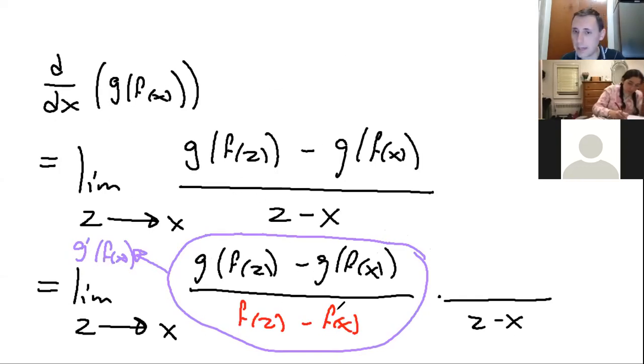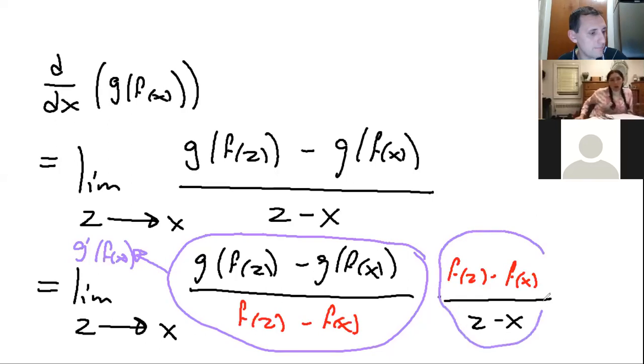Now, if I divide by f of z minus f of x, I have to balance and multiply by the same thing. Yes? And then what is this expression? This is f prime of x. It's just f prime of x. So that's where you have the chain rule: derivative of the outer function, with the inner function inside, times the derivative of the inner function. You could have come up with this formula on your own very quickly if you realize this principle. Are you with me? Do you understand the idea?